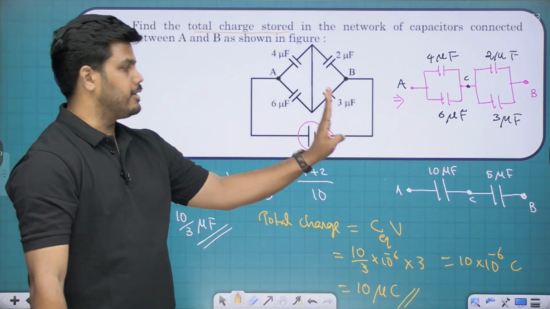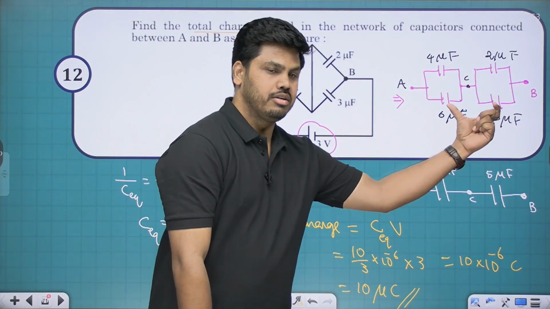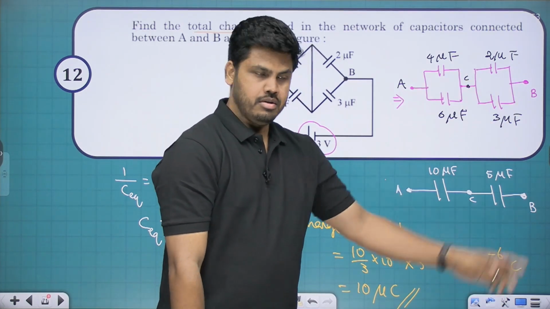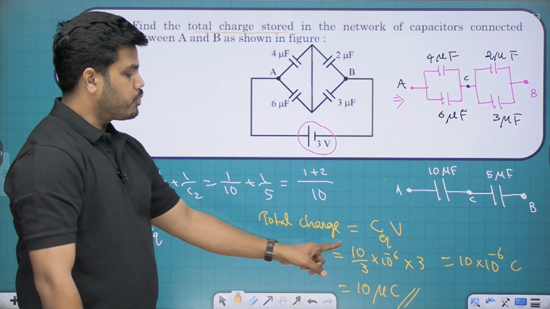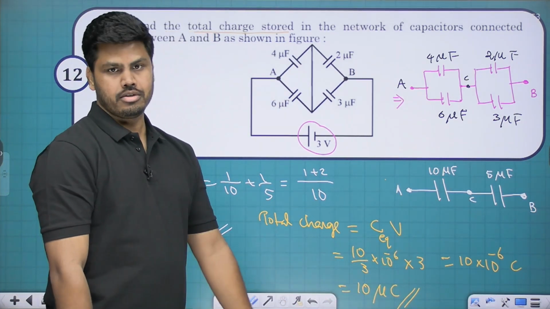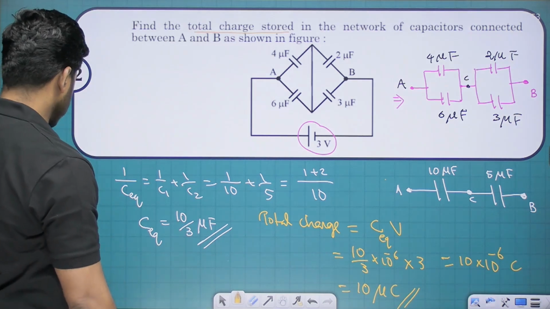Okay, so we simplified that network into a more convenient network, and we found C equivalent first of all, using which we can find out total charge stored. Okay, that was question number 12.